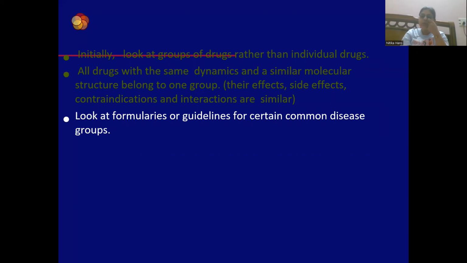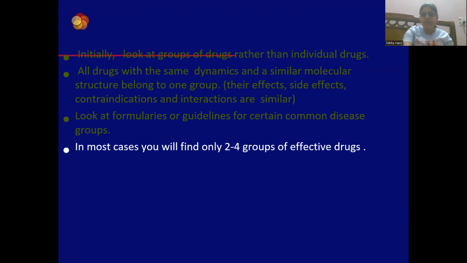Look at formularies or guidelines for certain common disease groups. First of all, we can know about the efficacy of the drugs according to the molecular structure. Then we can look for the national formularies and standard treatment guidelines for certain common diseases. In most cases, we will find only 2 to 4 groups of effective drugs.